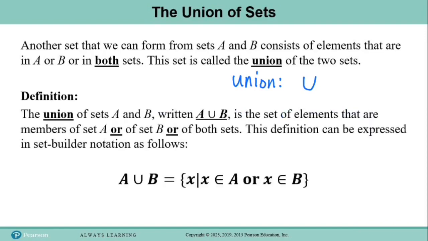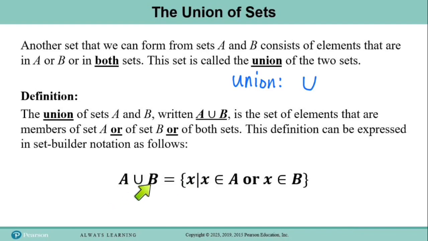So let's get a formal definition for the union of two sets. The union of sets A and B, written A union B, is the set of elements that are members of set A or set B or both. And in set builder notation, it looks like this.